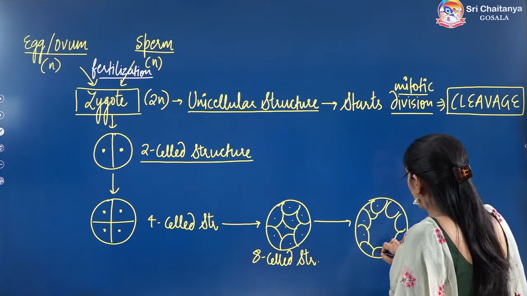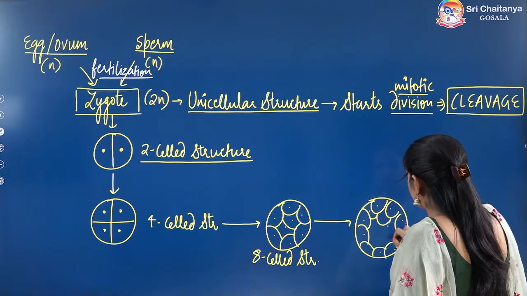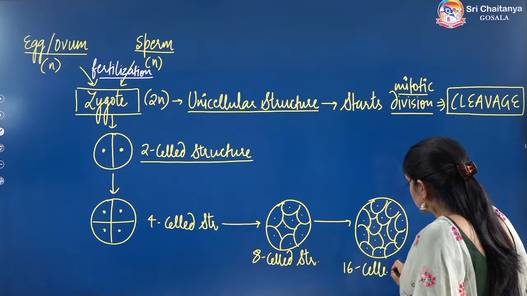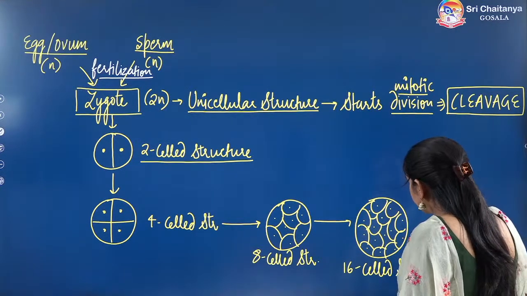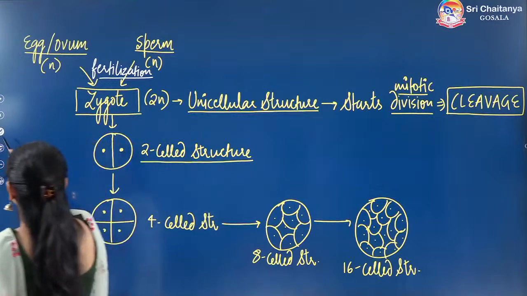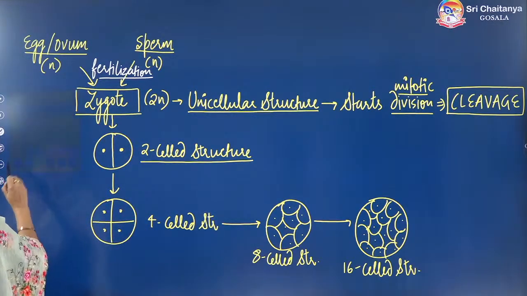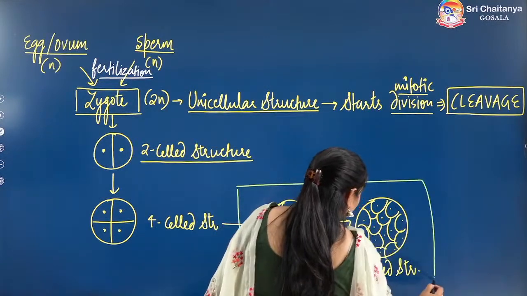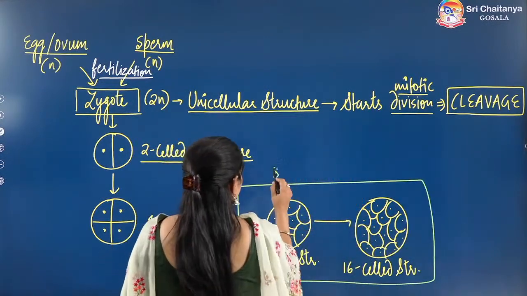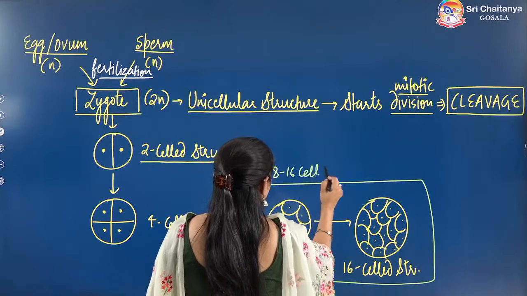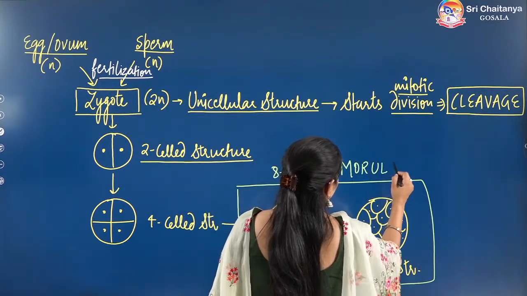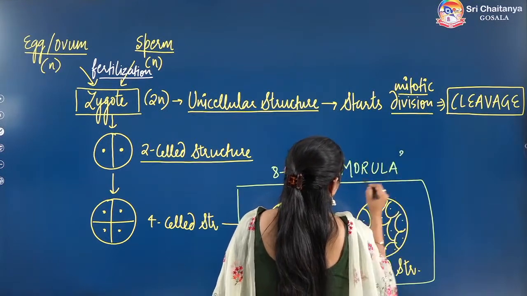I am not going to count the cells, I am just going to make the cells. So just consider it a 16 celled structure. We have given a name to this structure. An 8 to 16 celled structure is known as morula, everyone.